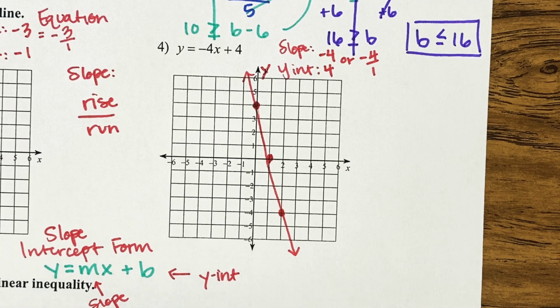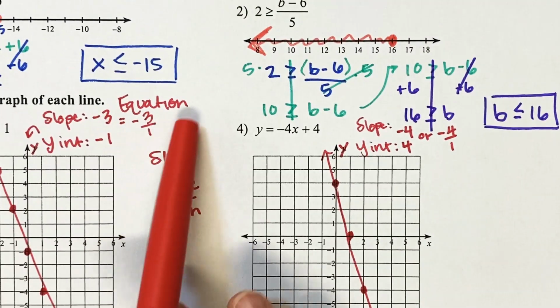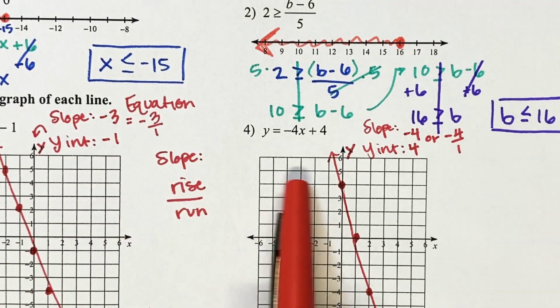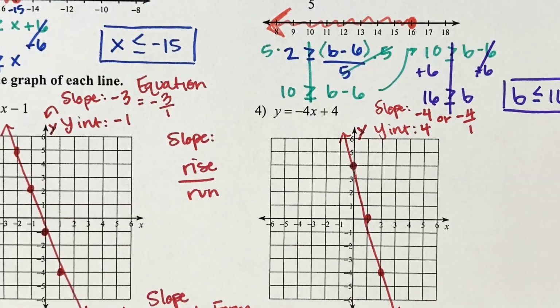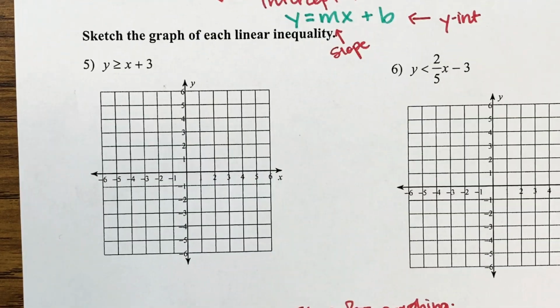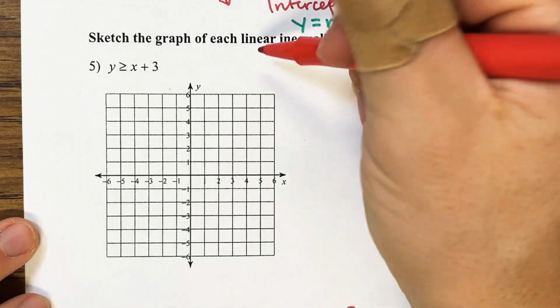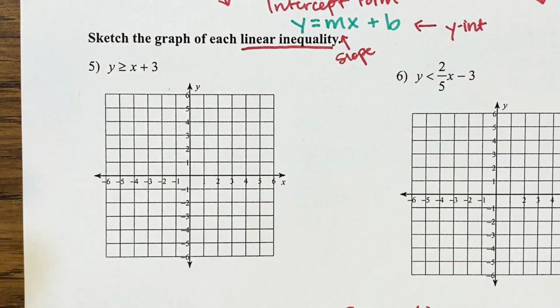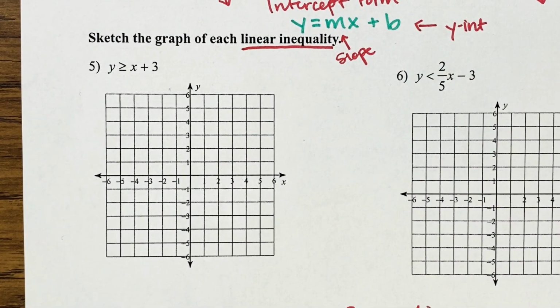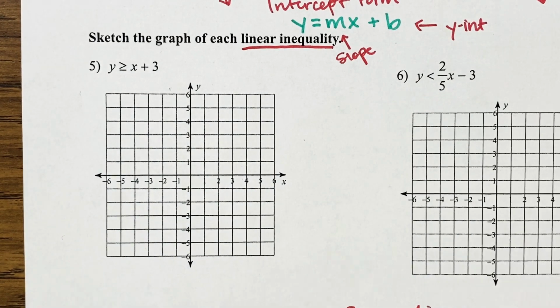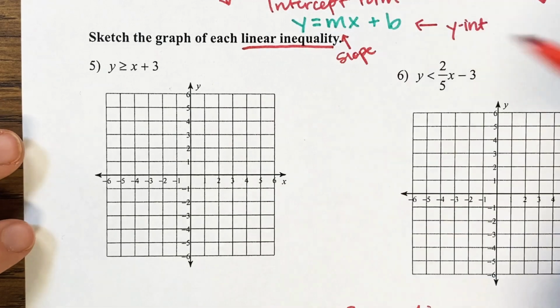Beautiful. So those are linear equations. They have equal signs, they're equations. Now look at 5 and 6. Are these guys equations? Look at the signs. No. These guys are linear inequalities. So we're going to start it the exact same way, but finish it just slightly differently. There's just maybe one more step when graphing linear inequalities. But first, let's start it the exact same way.